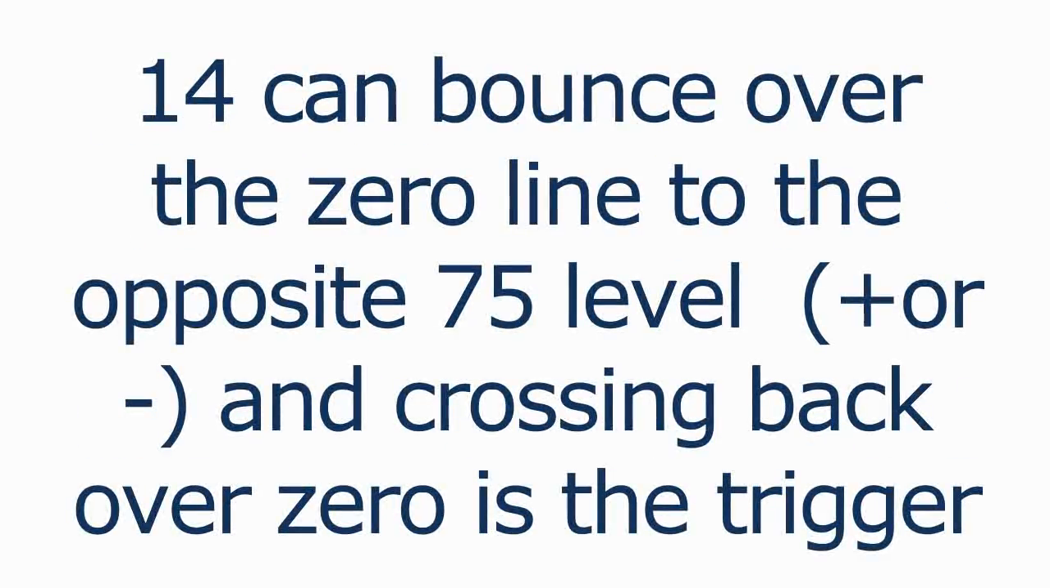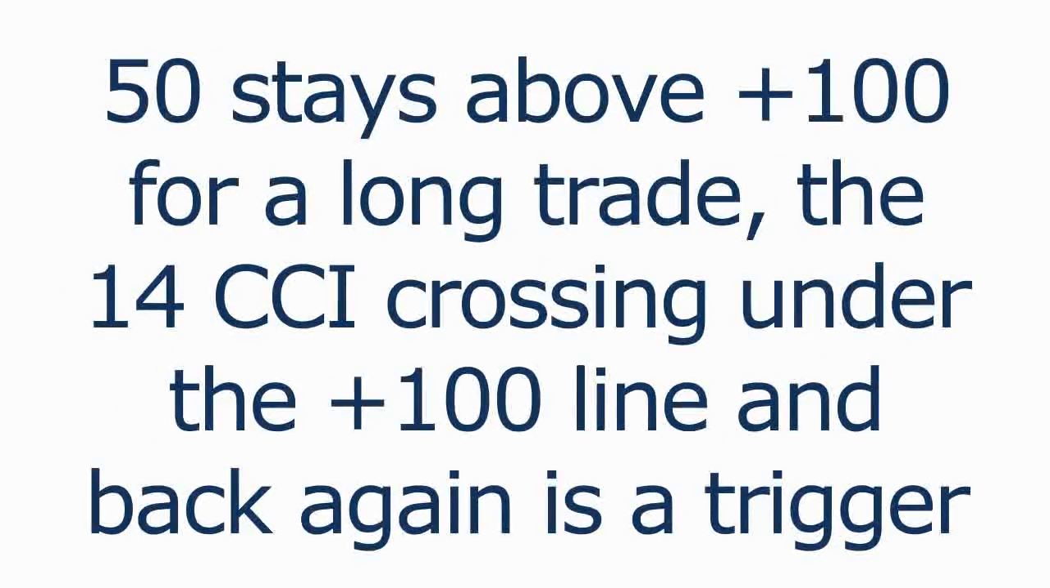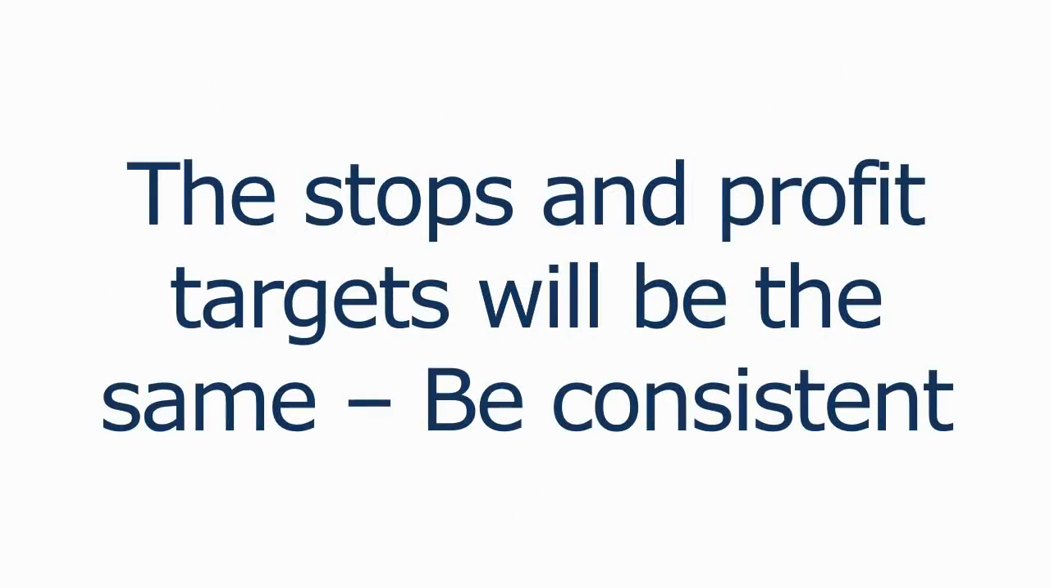The 14 can bounce over the zero line to the opposite 75 level, the plus or minus, and crossing back over the zero is the trigger. So if the 50 stays above the plus 100 for a long trade, the 14 CCI crossing under the plus 100 line and back again is another trigger. And the stops and the profit targets are going to be the same for all these other trades as well.